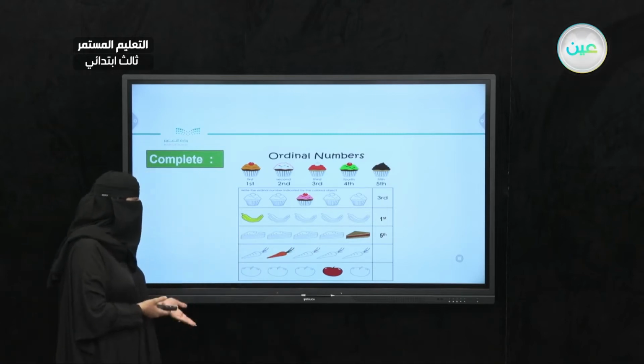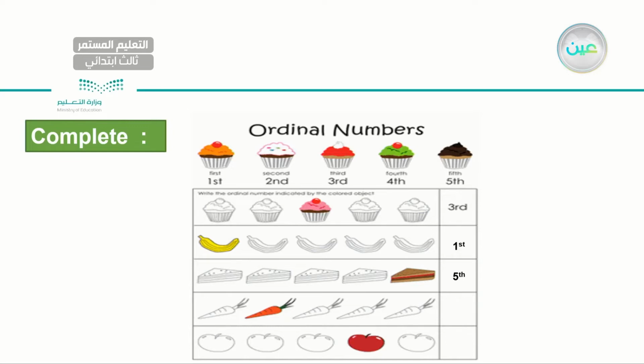Now let's move to the carrots. Where is the colored carrots? It came second. Very good. It came second. Excellent. And the last one, I have apples. I have 5 apples. But the red apple came fourth. Very good, my dear student. It came fourth. Okay? So these are the ordinal numbers.